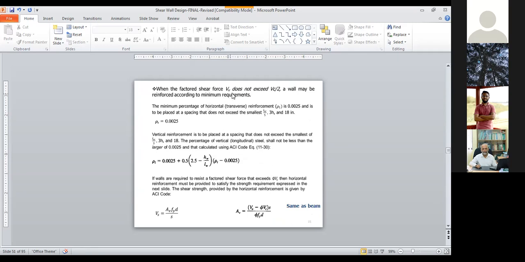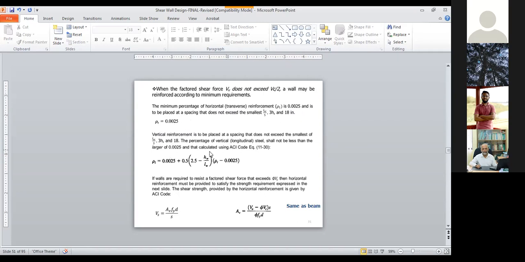When the factored shear force Vu does not exceed Vc by 2, a wall may be reinforced according to the minimum reinforcement. So you know the minimum reinforcement that I explained, that is written once again here. Minimum transverse reinforcement ratio is 0.0025, and spacing is lw by 5, 3 times the slab thickness, or 18 inches. So you have to use the minimum value for the spacing. You can easily calculate it.